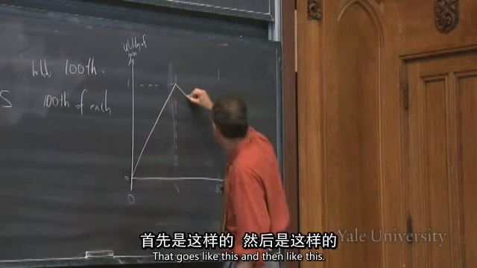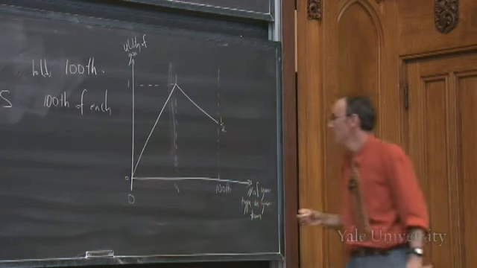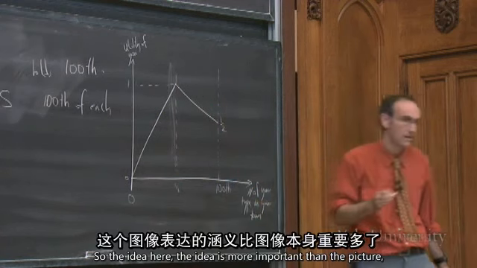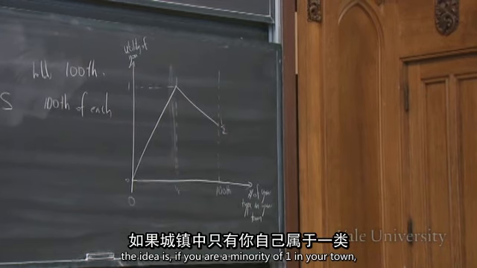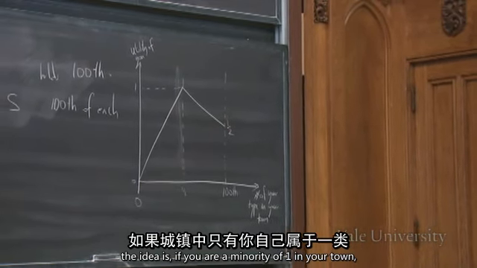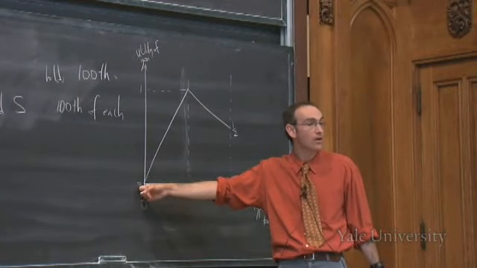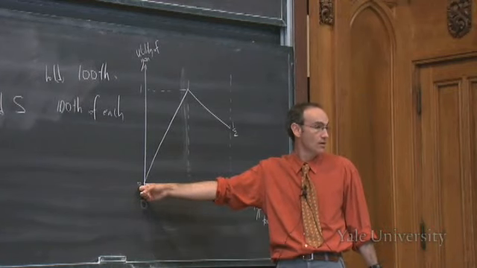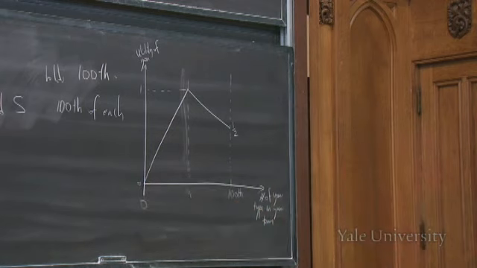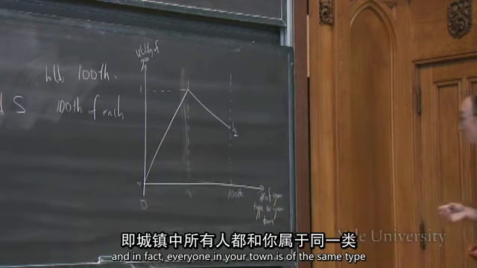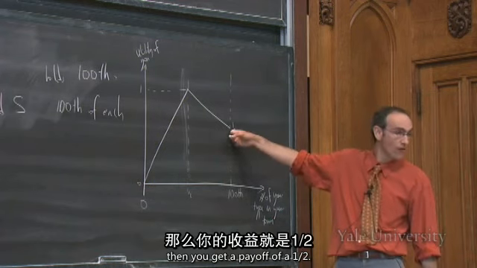All right, it goes like this, and then like this. So the idea here is more important than the picture. The idea is if you are a minority of one in your town, so everyone else is of the other type, you get a payoff of 0. If you are in the majority and in fact everyone in your town is of the same type, then you get a payoff of 0.5.